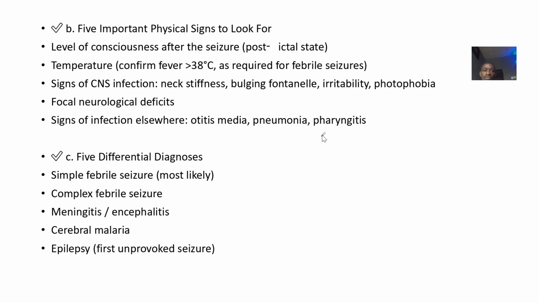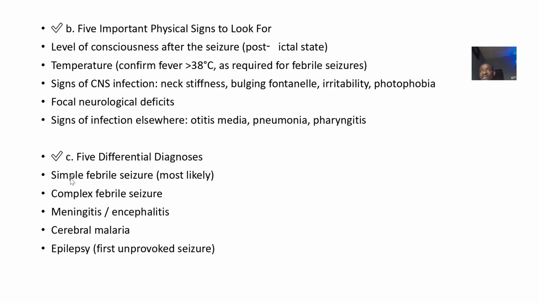All right. So 5 important physical signs to look out for: look at the level of consciousness after the seizures. You look at temperatures. Okay. You look at the signs of central nervous system involvement like neck stiffness, bulging fontanelles, irritability, photophobia, then focal neurological deficits. Then you also look at if there's signs of infections anywhere, right?